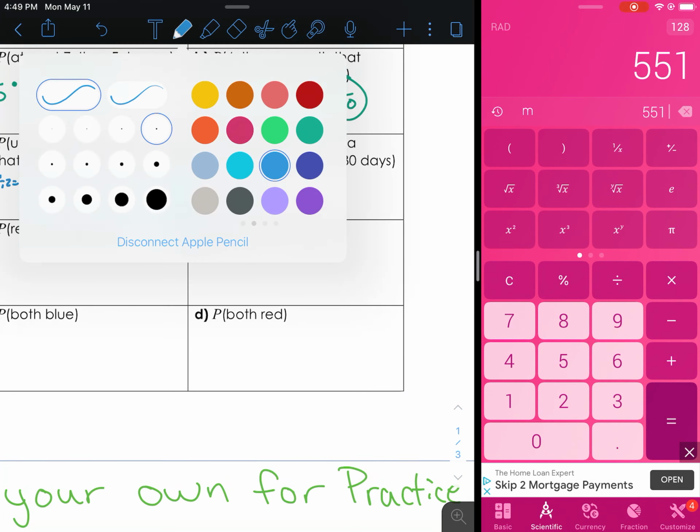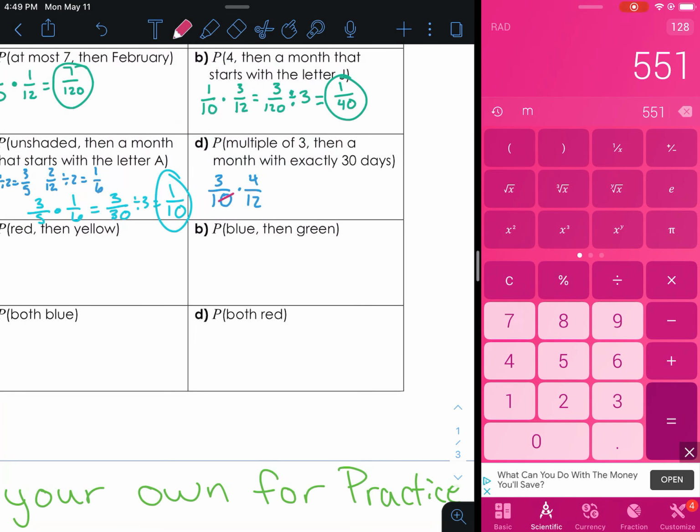So if I cross reduce here, 10 divided by 2 is going to give me 5. 4 divided by 2 is 2. When I divide by 3, it's 1. 12 divided by 3 is going to give me 4. So then I multiply my 1 and my 2, which gives me 2. And 5 times 4 is 20. And then I can divide by 2, so I get 1/10.